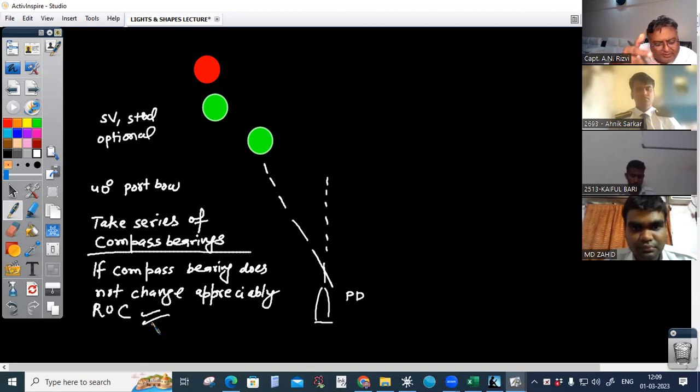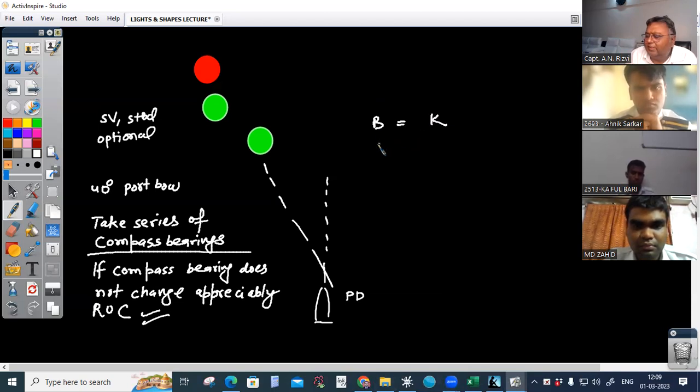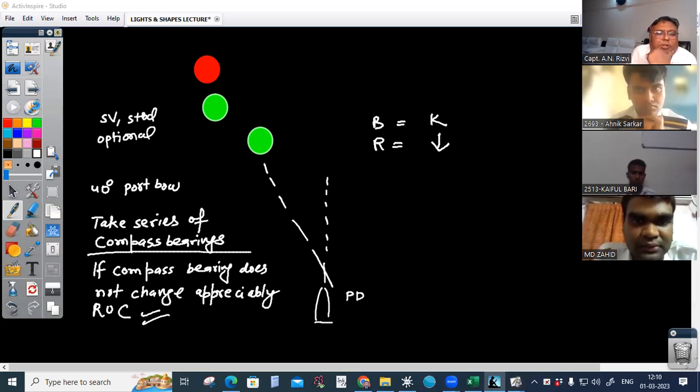The second question again, see, this is the same format: bearing is constant and the range is decreasing. First, initially, you have to determine the risk of collision. Now, you have observed that bearing is constant, range is decreasing. What action will you take now? Sir, first I will sound a short blast and then... No, first you have to describe the responsibility. Yes, sir. As per Rule 18, I will keep clear of the sailing vessel. As per Rule 18, whose responsibility is it? Power-driven vessel, my vessel.